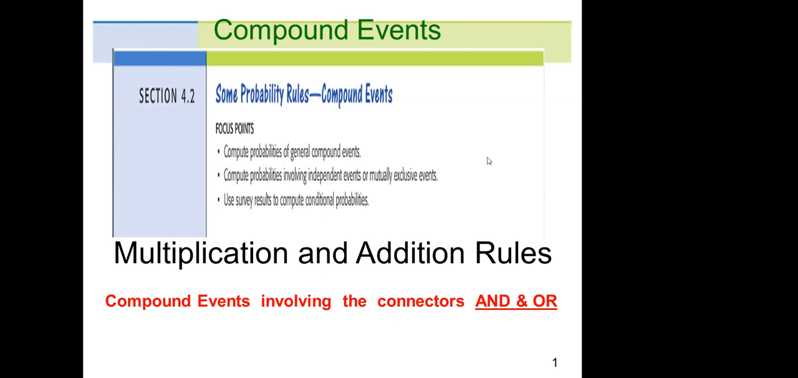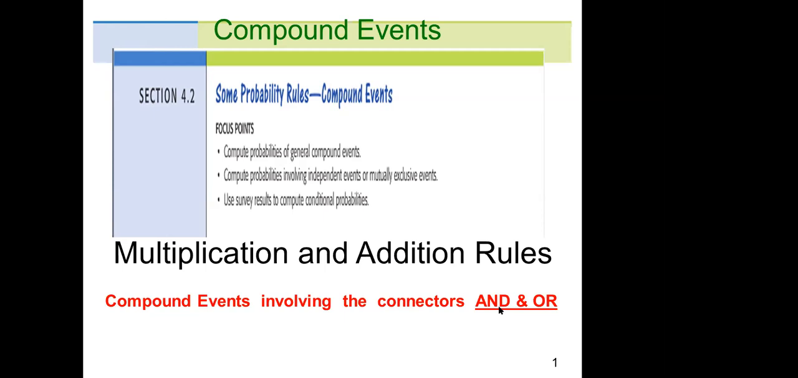And we have what's called the multiplication rule, which we start out with, and then followed by the addition rule. Multiplication rule uses the word and, and the addition rule uses the word or. Many times the word and is just implied. It doesn't tell you this and this. It's implied that it's an and situation.